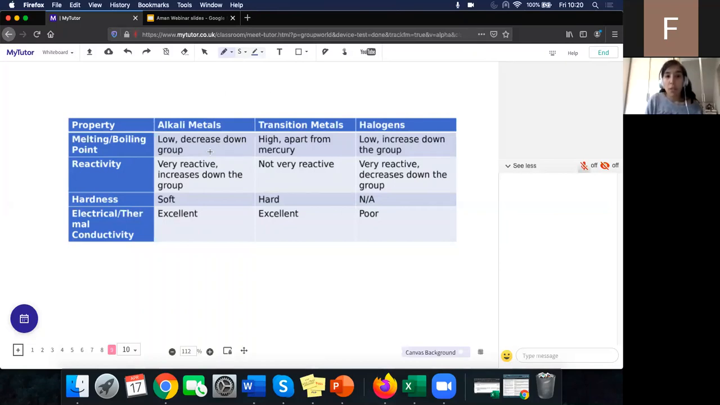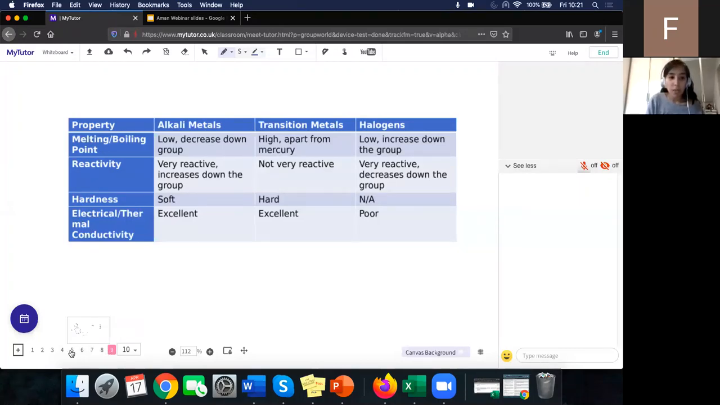Why do they have low melting and boiling points? Okay. So remember, we talked about this. It's about the electrostatic attraction between the delocalized electrons and the protons. And it's because there's only one delocalized electron per cation in alkali metals. They only have one electron in their outer shell, which means there's weak electrostatic attractive forces between the cations and the electrons. And that's why the melting and boiling points are low, because only a little bit of energy is needed.